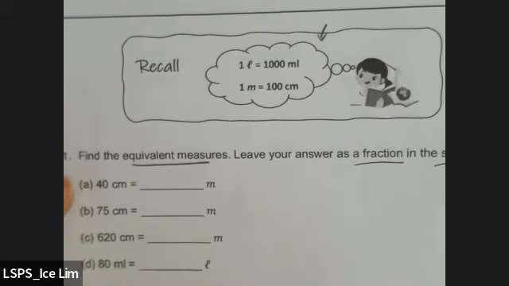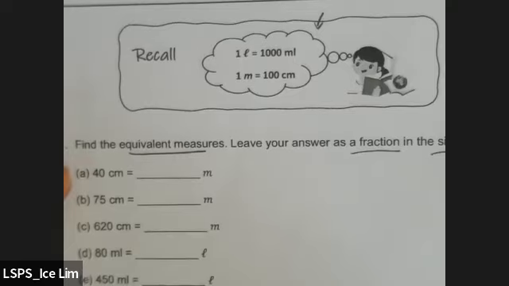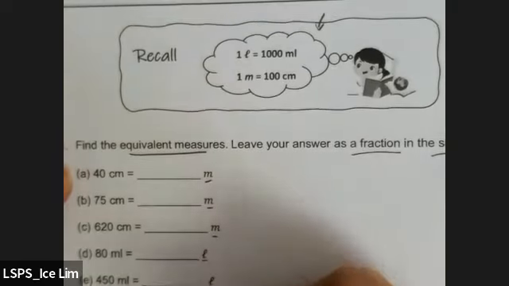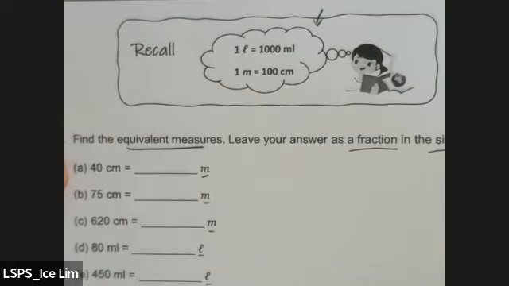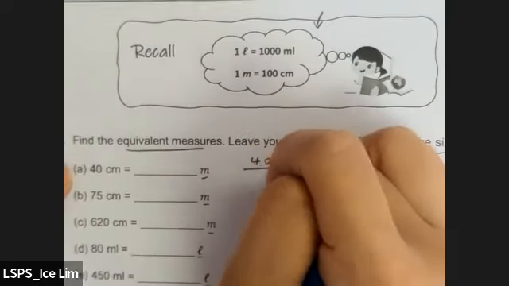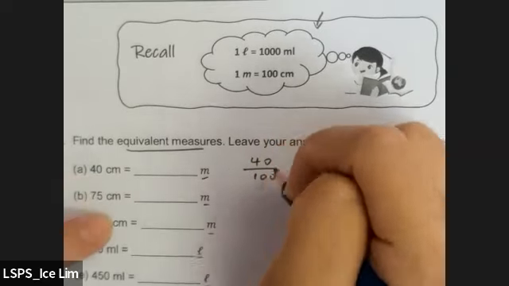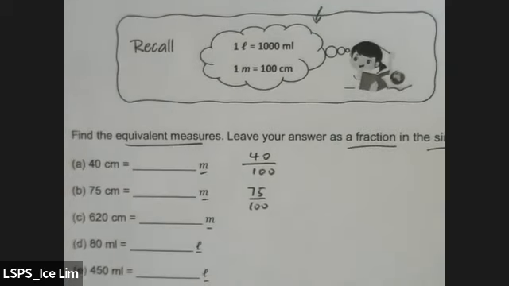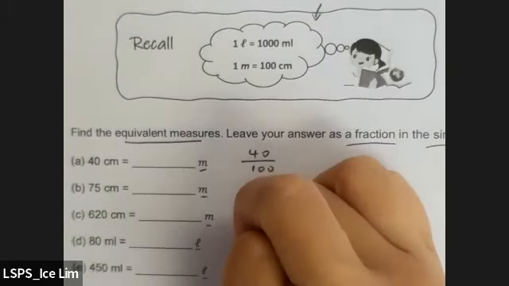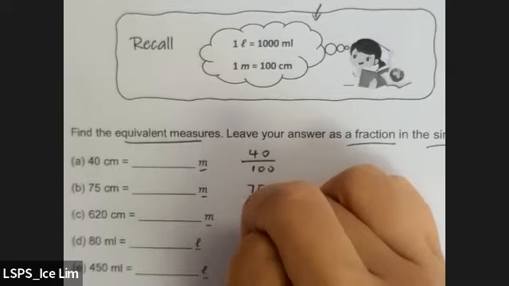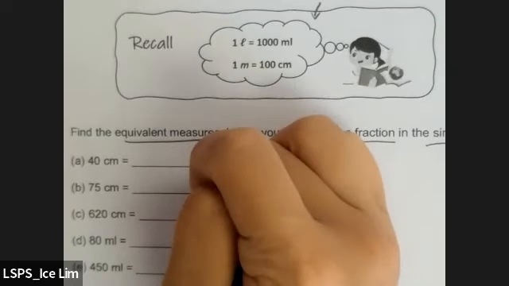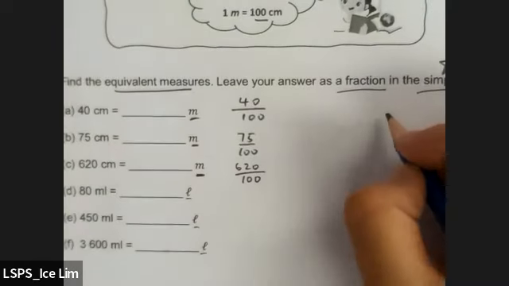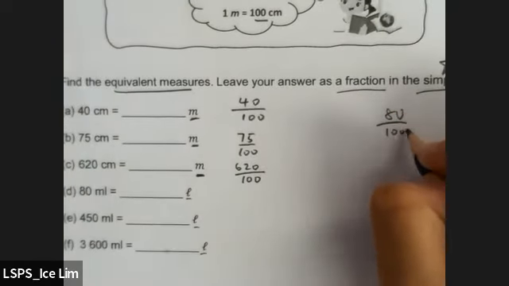First step, put everything in fraction first. The bigger quantity is here. So out of the four, 40 out of 1,000, 40 out of 100, 75 out of 100, 620 over 100, because it's still meters. The clue is given. Then, 80 out of 1,000.